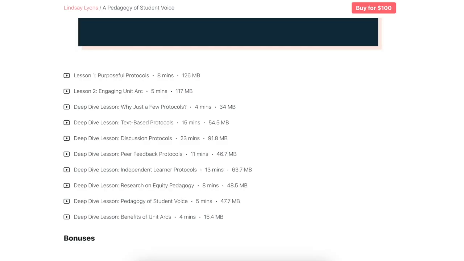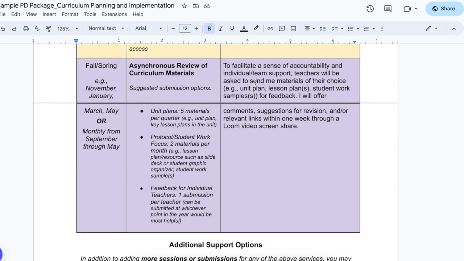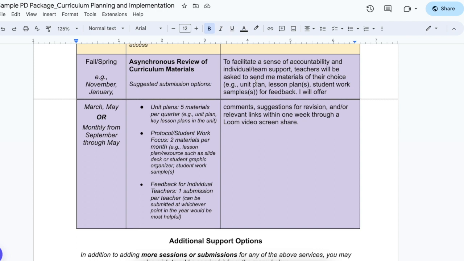So for me, I have a course and it has things like purposeful protocols. What are the different purposes within a lesson that we would want student voice to happen? Here's what an engaging unit arc is. And so these are kind of foundational. And then it's like, here's a deep dive. What are text-based protocols, discussion protocols? Like what are all these things and what are the templates you could use? So that could be something that you create or that you find at a really low price or something.